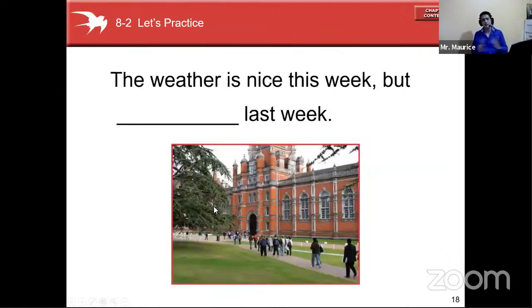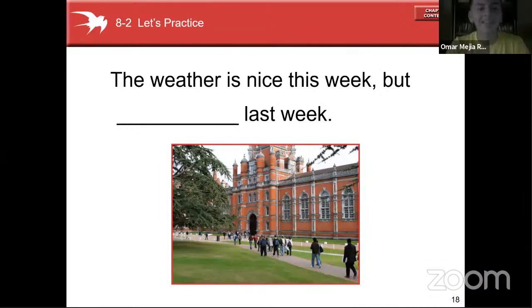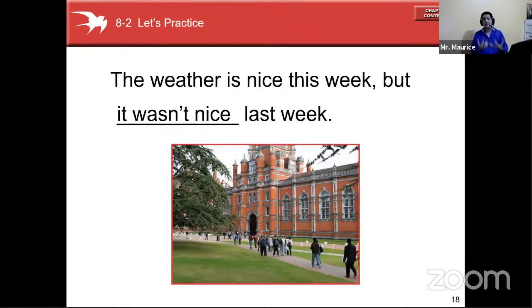Okay, please, another volunteer for this one. Come on, guys. Another volunteer. Click on the button and tell me. Come on, guys, don't let me down. This exercise. The weather is nice this week, but it wasn't last week. Okay, that's correct. So in this case, we use an adjective.